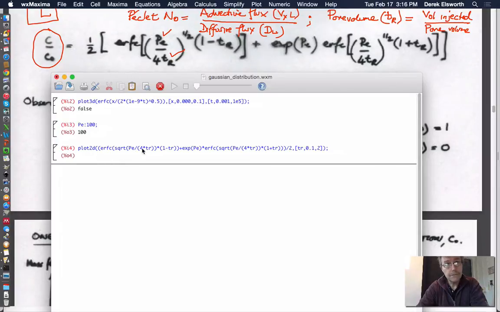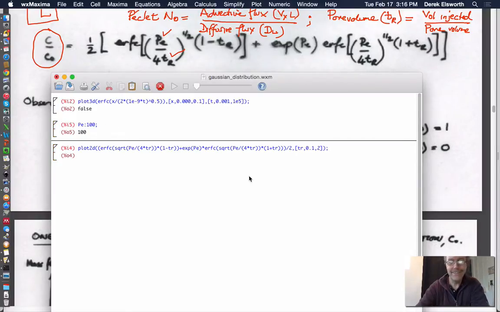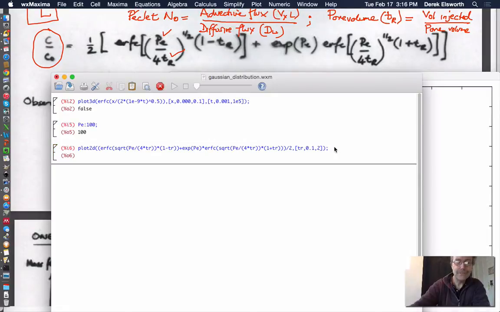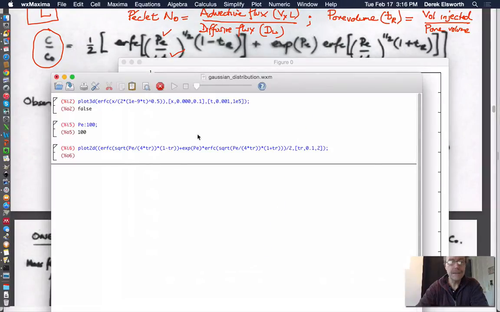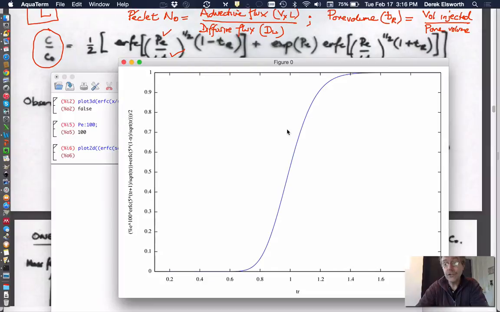Someone alive? Did we lose someone? So this is this expression here. Peclet number 4 times pore volumes, 1 minus pore volumes, etc. Exponential. And so what do you expect it to look like? That may be a first for me. Actually, what is this? Yeah, so this is it. So this is exactly that curve that we've looked at. It was in the background.